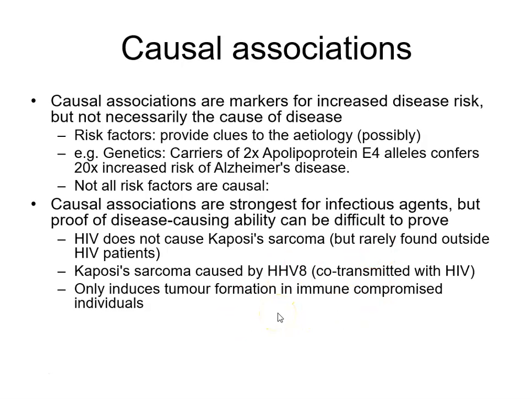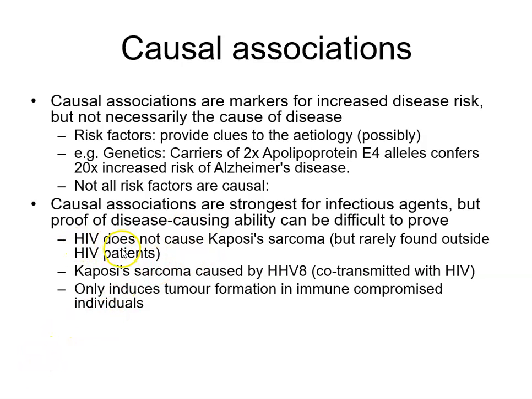What we can now cover is causal associations, and these associations are typically markers for an increased disease risk, but not necessarily the direct cause of disease. So for example, we know that if you have a genetic alteration to apolipoprotein and you've got what's called the E4 allele, you're at a vastly increased risk of Alzheimer's disease. Now this doesn't cause Alzheimer's disease, it just means you are at an increased risk. And there are far more people with these E4 alleles that don't get Alzheimer's disease than do get Alzheimer's disease. So it's not an absolute clear-cut cause, but it's certainly associated with a risk factor.